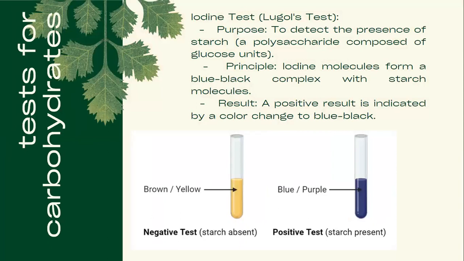Now the simplest test, I've kept it at the last. This is the iodine test, also called Lugol's test. When you hear Lugol, don't be scared. It's just a very simple test to detect the presence of starch. You just add iodine to the unknown carbohydrate solution. If it turns blue, blue-black or purple in color, it means that there are starch molecules. A positive result is indicated by a color change to blue-black.